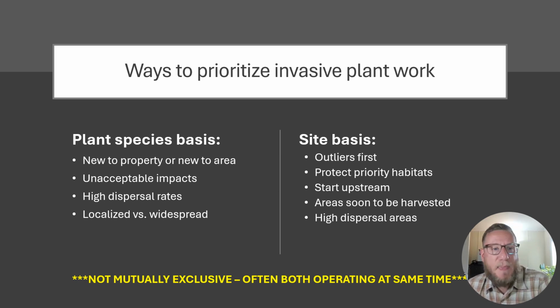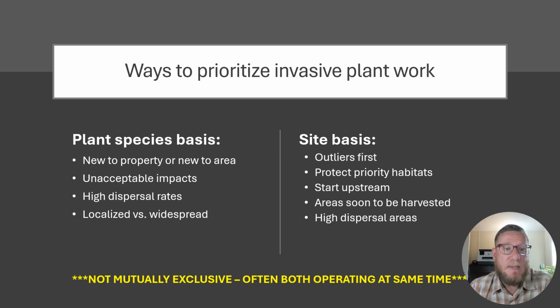And for plant species basis, you're really considering the plant species, maybe the plant phenology, its dispersal, and its impacts on the landscape. So maybe you might want to prioritize plant species that are new to a certain property or new to your area. We'll talk a bit about that later, but that's really thinking about early detection, rapid response in a certain area or property, or also if these species are localized versus widespread.